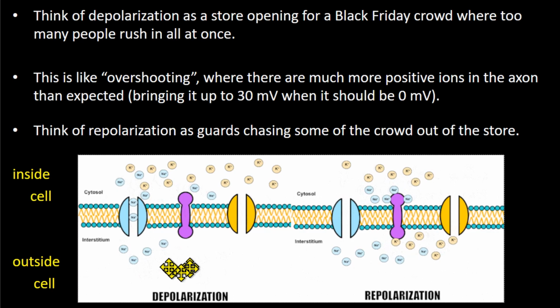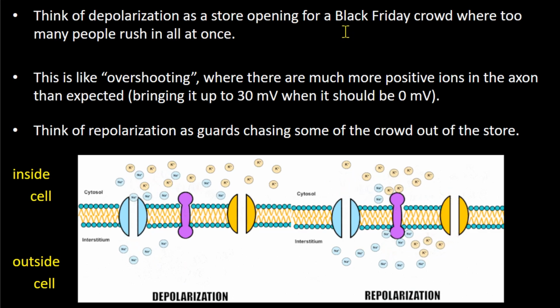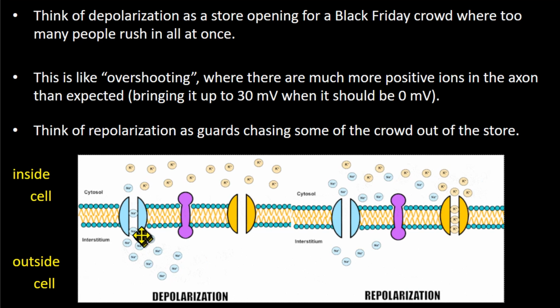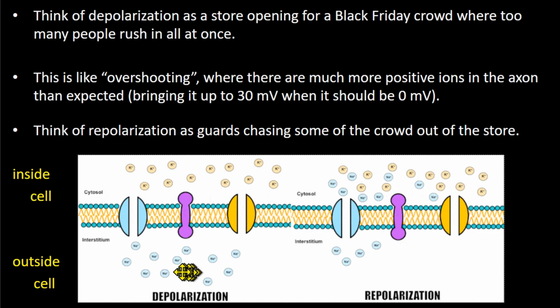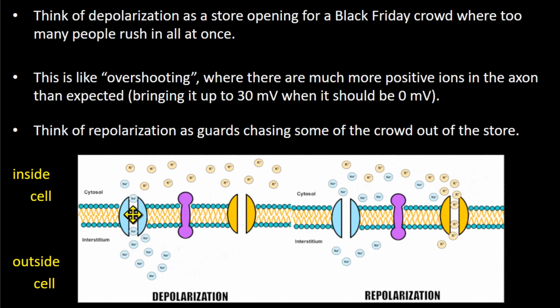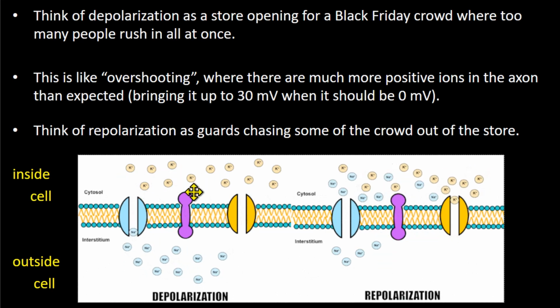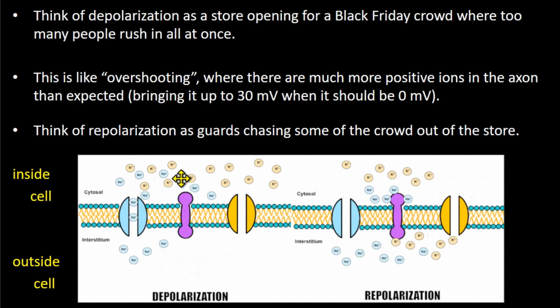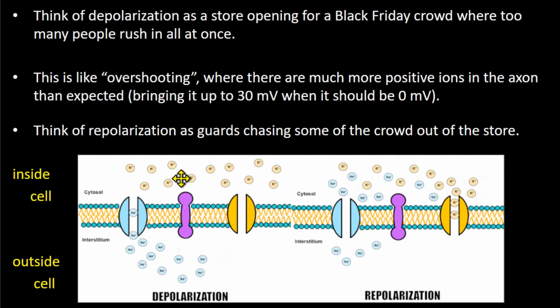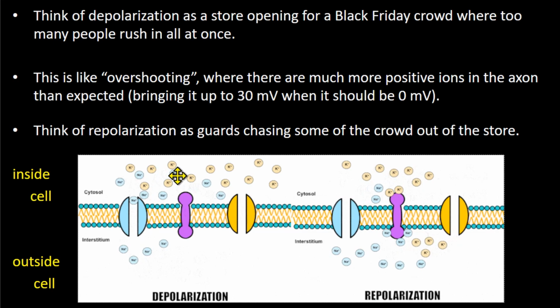Alright, so here's outside the cell and here's inside the cell. A way to think of depolarization is as a store opening for Black Friday. You have this big Black Friday crowd waiting outside, and as soon as the door opens, too many people are going to rush in at once. So this is like overshooting, where you're going to have all these sodium ions rushing in through this channel when the doors open. There are much more positive ions inside the axon than expected. And instead of really depolarizing it, it's going to just polarize it in a different way. So instead of here being 0, it's going to turn from negative 70 millivolts to positive 30 millivolts.